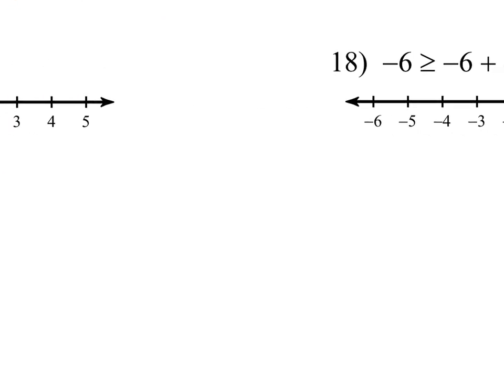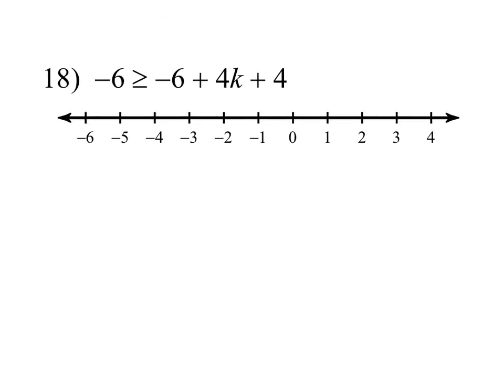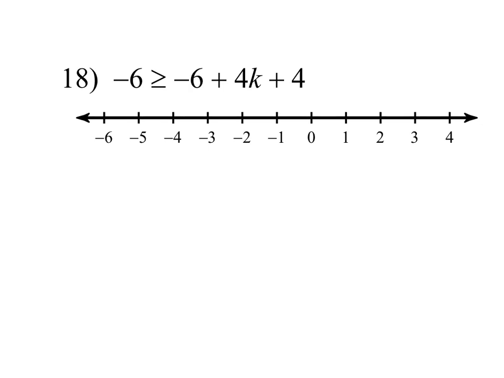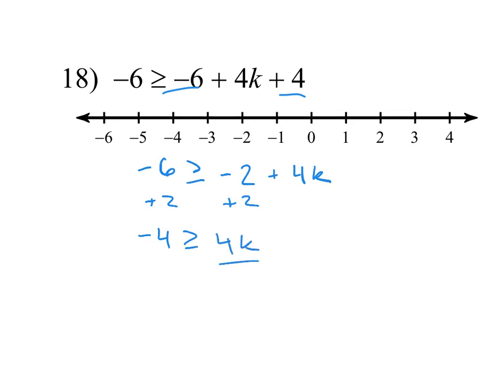All right, let's look at 18. We combine our like terms, so we have negative 6 is greater than or equal to negative 6 plus 4, which would be negative 2, plus 4k. We add the 2 to both sides, so we get negative 4 is greater than or equal to 4k. Divide both sides by 4. So negative 1 is greater than or equal to k.